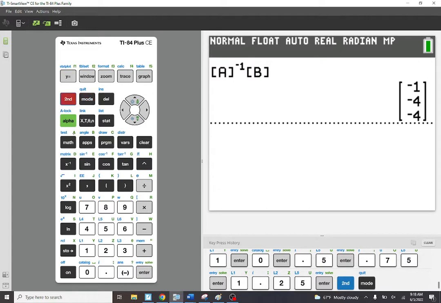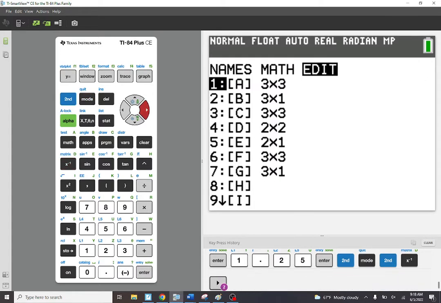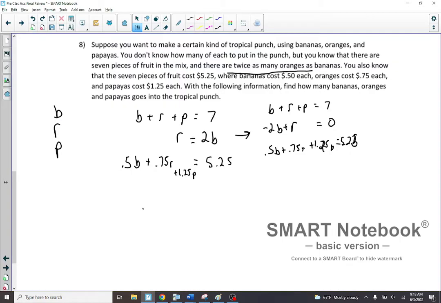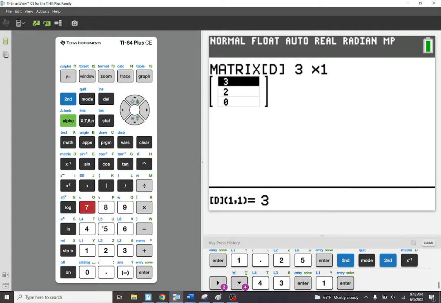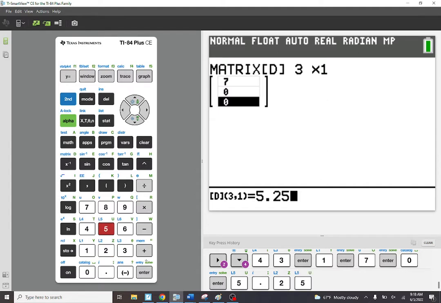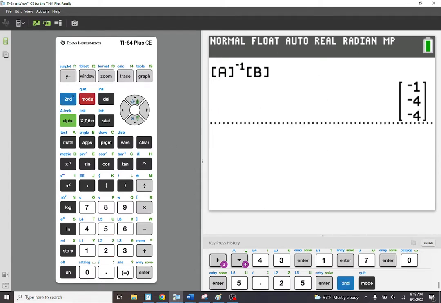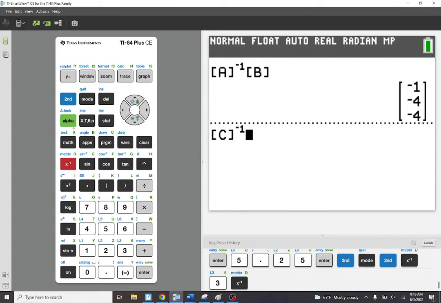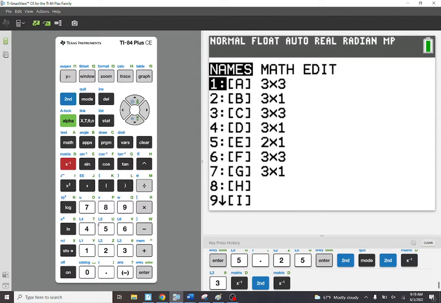Second matrix. We're going to go to letter D. Let's click option 4. Letter D, which is a 3 by 1 now. And the answers are 7, 0, 5.25. Okay. Second, I want C to the negative 1 times D.